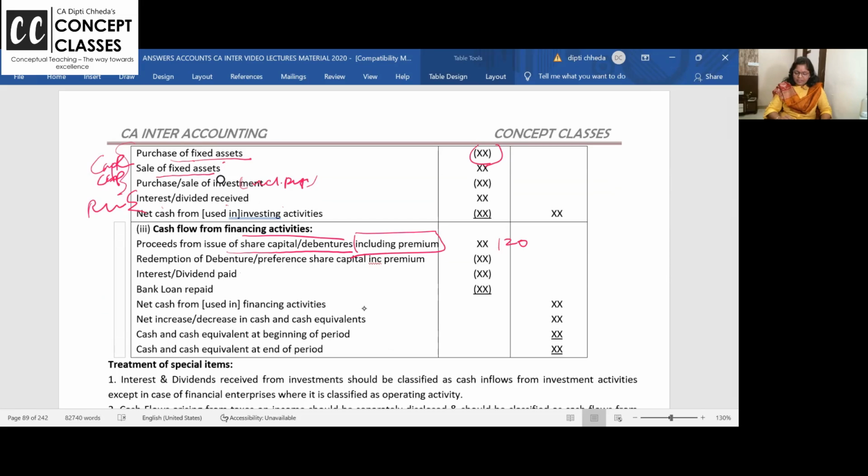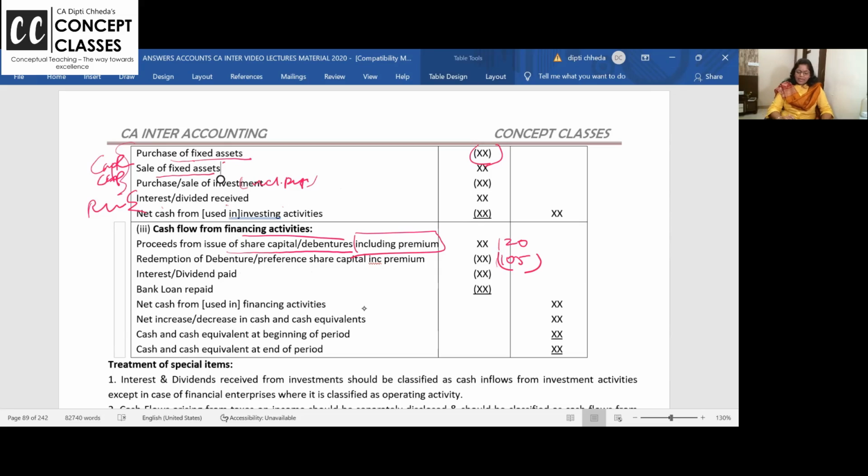Redemption of debentures, preference shares including premium. After 6 years, I have decided to redeem the debentures at 105. How much I have paid? 100 to debenture holders. 5 rupees I have promised debenture holders I'll pay you premium. So my outflow is 105. So inflow with premium, outflow with premium.